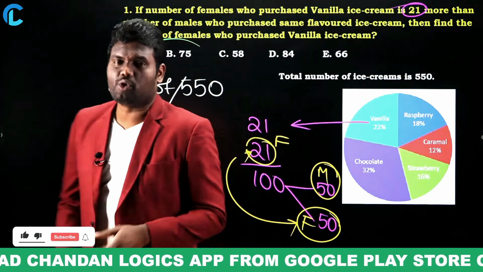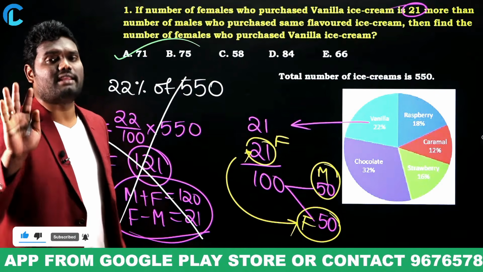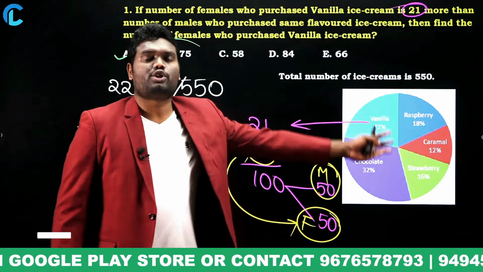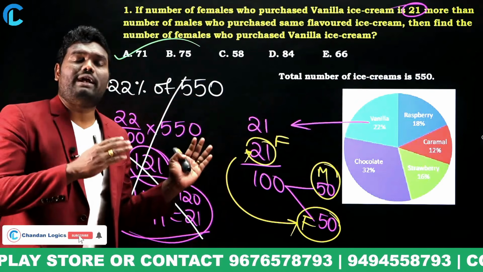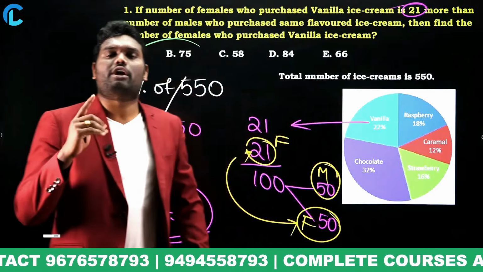This is a very simple question. Just by looking at the question, if you are good in calculation, you can easily mark the answer. First calculate 22% of 550, which is 121. From 121 subtract 21. Why? Because females will have 21 more. So when you subtract 21, you're left with 100.